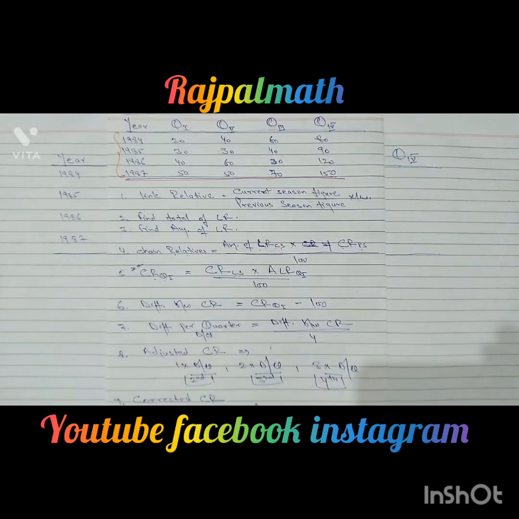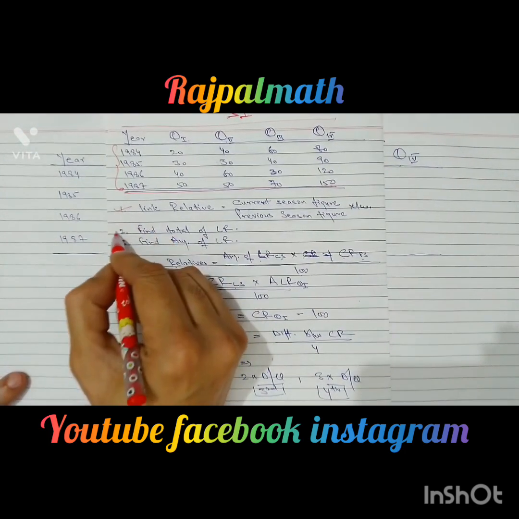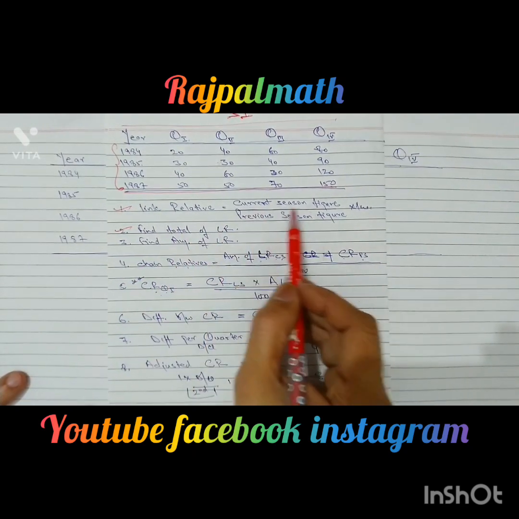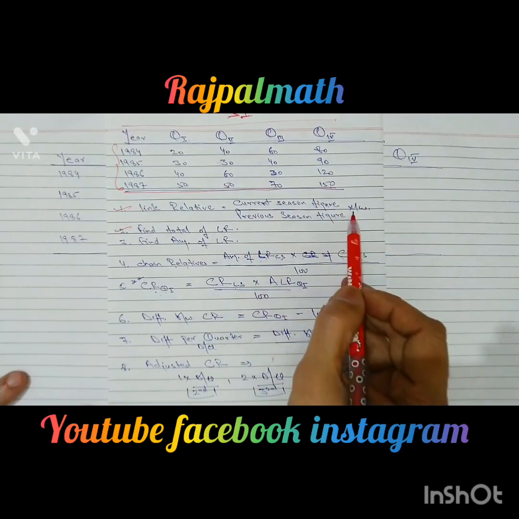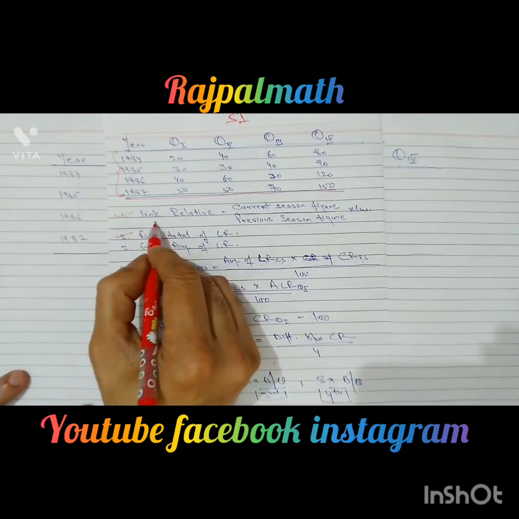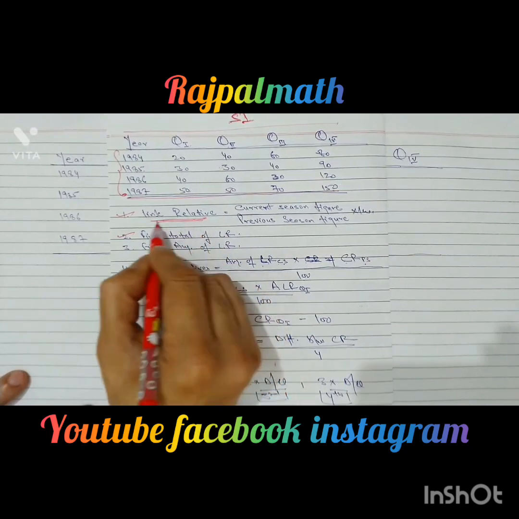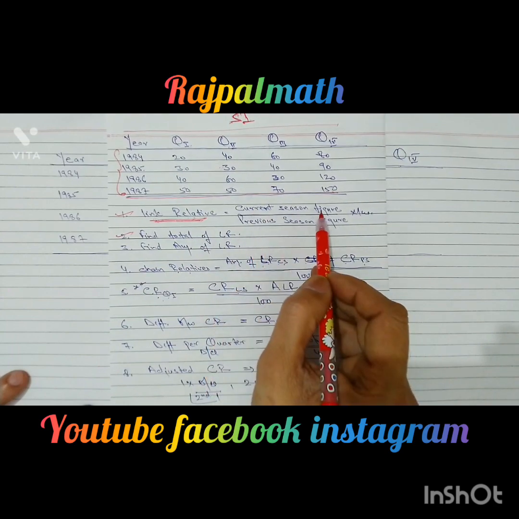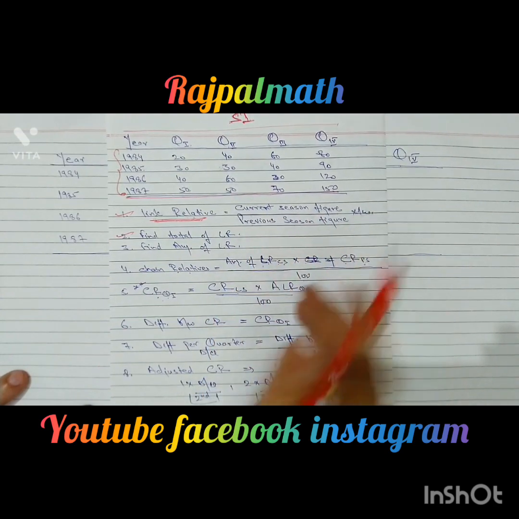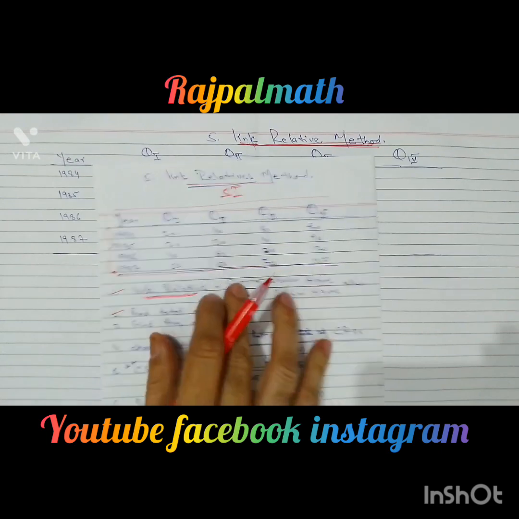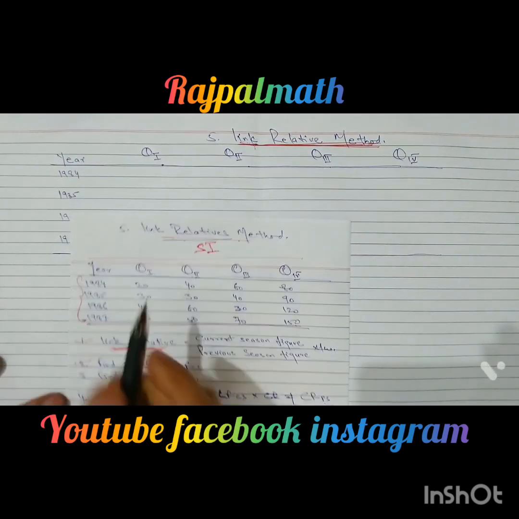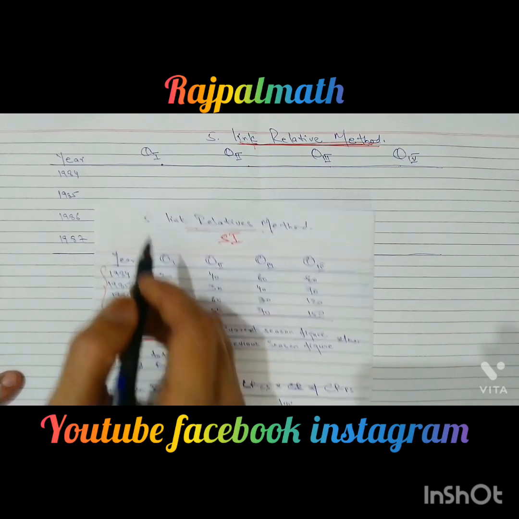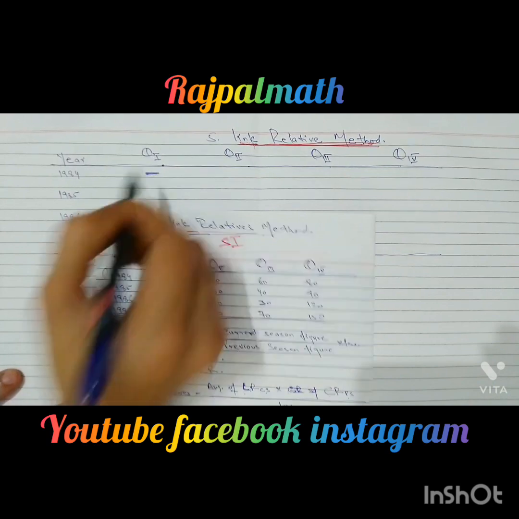We have to follow these 10 steps. First step, formulation of link relative method: find link relatives. Link relatives are current season figure divided by previous season figure into 100. For the first quarter we don't have any previous season figure, therefore take it as dash, always dash.